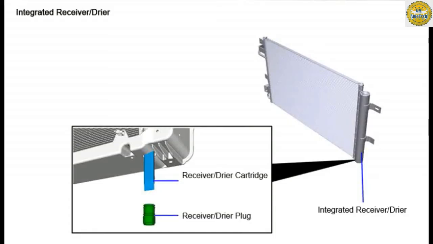The integrated receiver dryer is incorporated onto the AC condenser. Refrigerant flows through the inlet opening of the canister and passes through the desiccant and cartridge. The desiccant removes moisture, and the cartridge filters solid particles from the refrigerant. The refrigerant flows from the receiver dryer through the outlet in the canister to the TXV. The integrated receiver dryer is equipped with a serviceable desiccant cartridge.